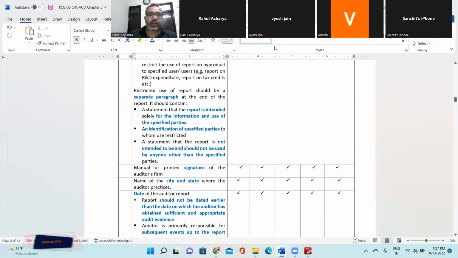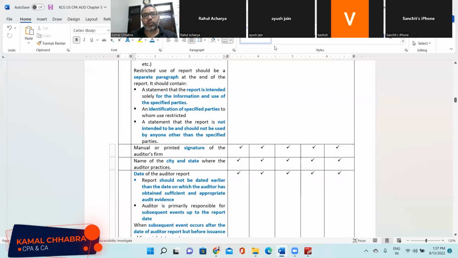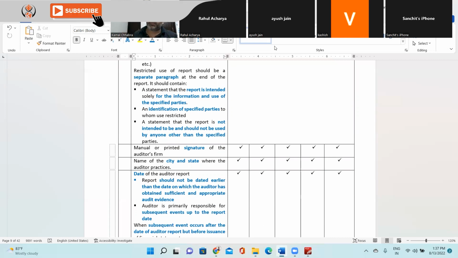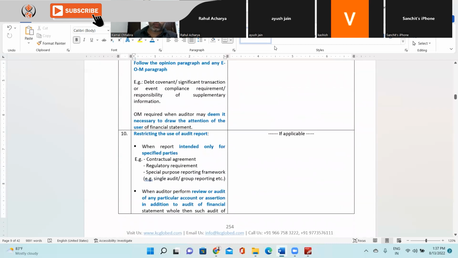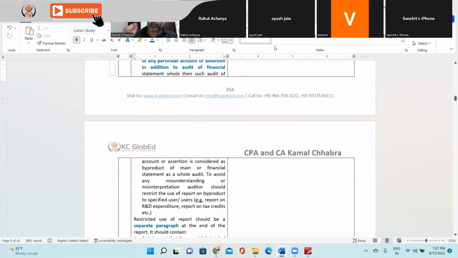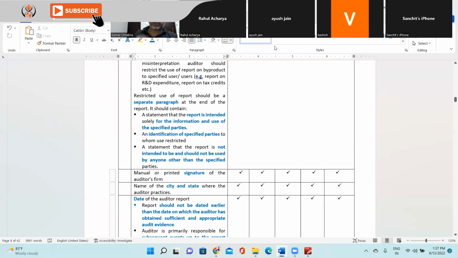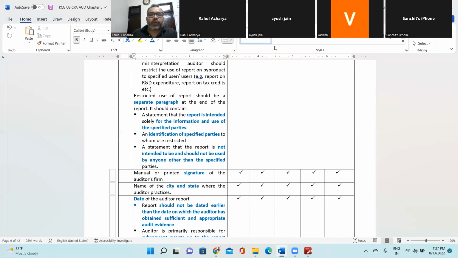Okay. So the restricted use of report should be a separate paragraph. In an audit report, whenever you want to restrict the use, you need to mention it in a separate paragraph. That will be your 10th paragraph, after the other matter paragraph. So what will you mention in that paragraph? A statement that the report is intended solely for the information and use of the specified purpose.